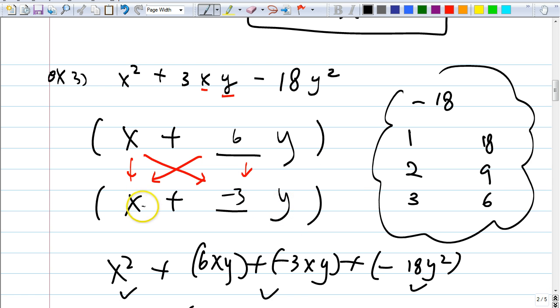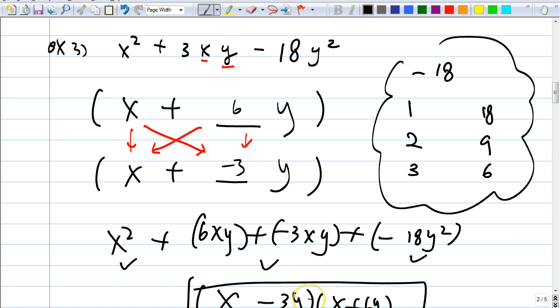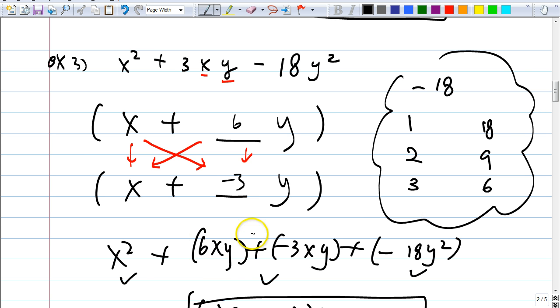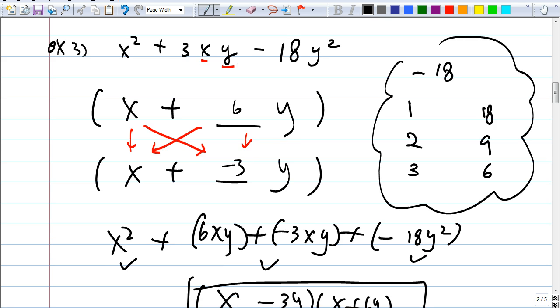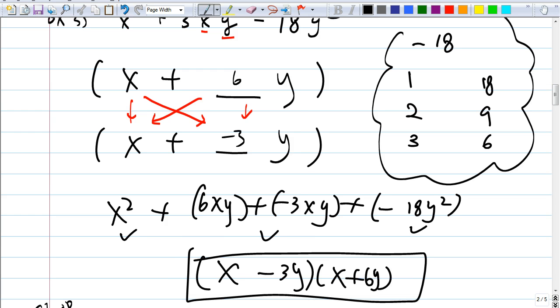So x times x, you get x squared. X times negative 3y, you get negative 3xy. You see how you get two variables, right? And then 6y times x, you get 6xy. And then, of course, the last two terms, 6y times negative 3y, don't you get negative 18y squared? Right? So it all checks, doesn't it? Positive 6xy plus negative 3xy will give you positive 3xy, doesn't it? Okay, so Eric, what's the answer? X minus 3y in parentheses, x plus 6y. Here you go. Okay. Easy enough? Does that make sense?